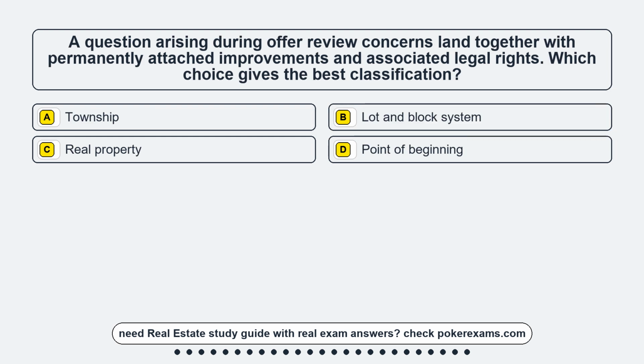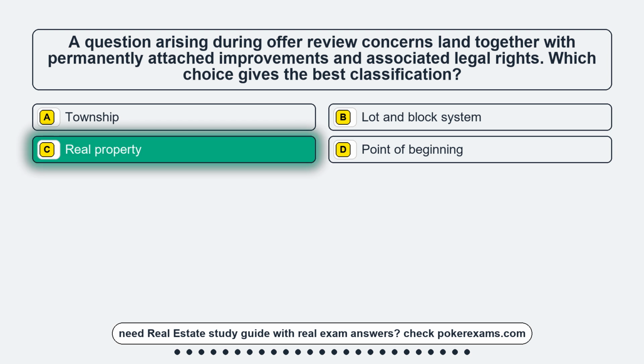Question 16. A question arising during offer review concerns land together with permanently attached improvements and associated legal rights. Which choice gives the best classification? Option A. Township. Option B. Lot and block system. Option C. Real property. Option D. Point of beginning. The correct answer is option C, real property.